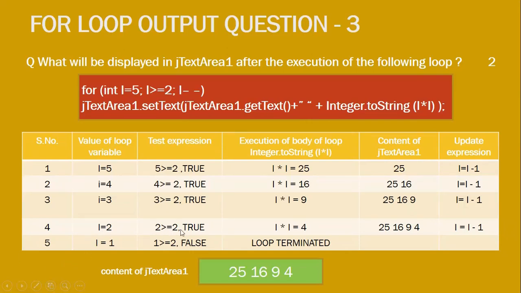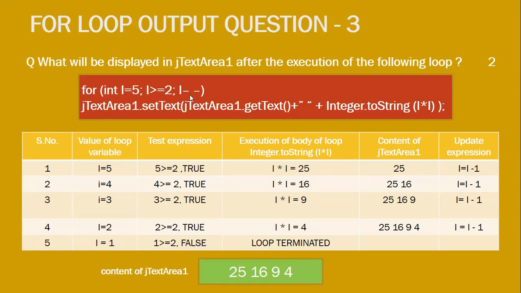Now as 2 is again greater than or equal to 2, the condition is true, so again the loop body will be executed. First this expression is executed: I into I, as I is 2, 2 into 2 will become 4. Now this statement will get the text which is already there in JTextArea1. In the earlier iteration, this is the text present in JTextArea1. This text will be concatenated with the result of this expression, which is 4. After concatenation, the text will become 25, 16, 9 and 4. And this text is then set into JTextArea1.